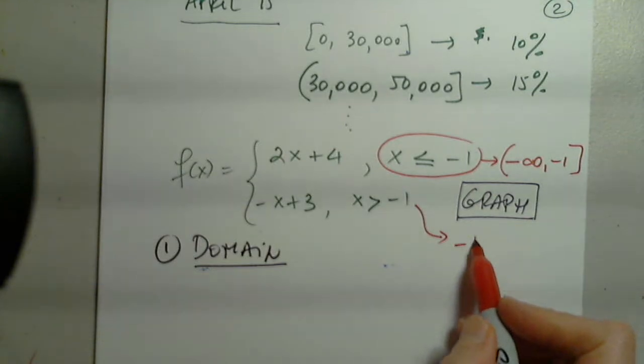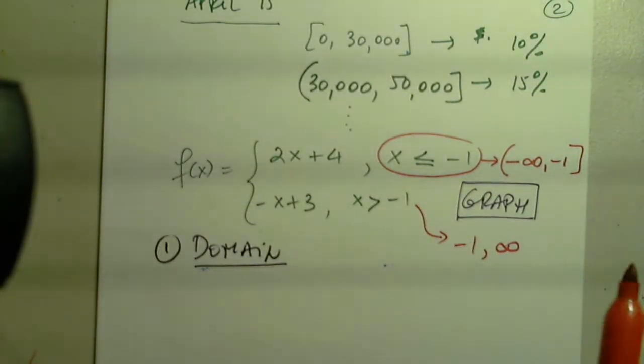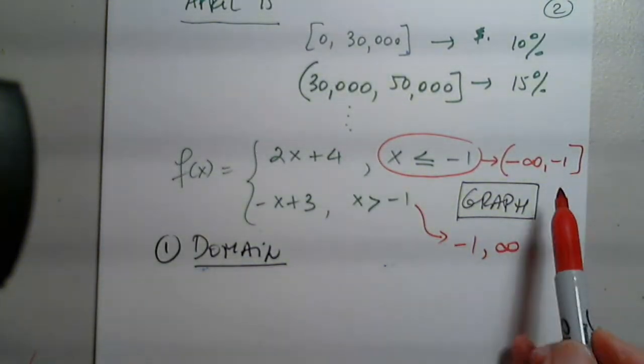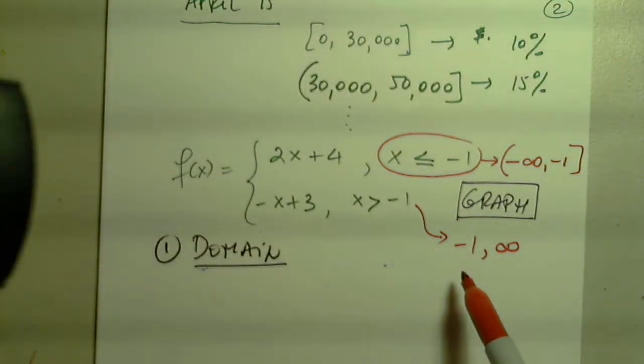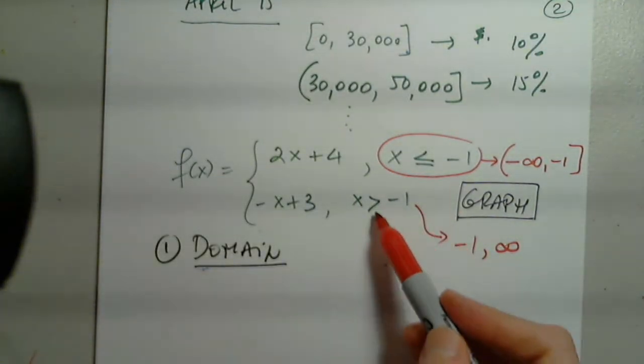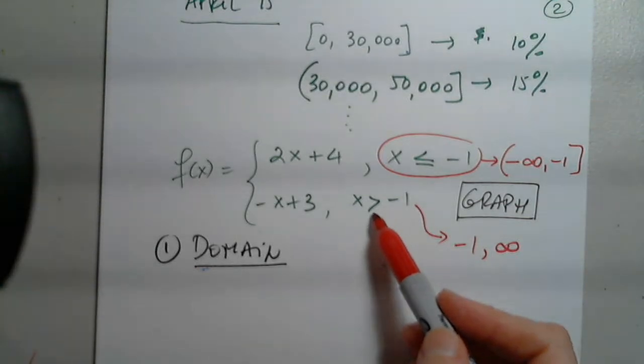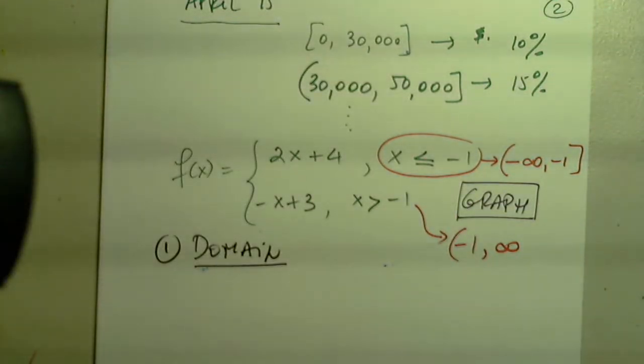-1 bracket, comma, to infinity. Good. But if I use bracket in both, I'm in trouble. It's not a function. So it'd be open on both sides, because it does not have the equal symbol.